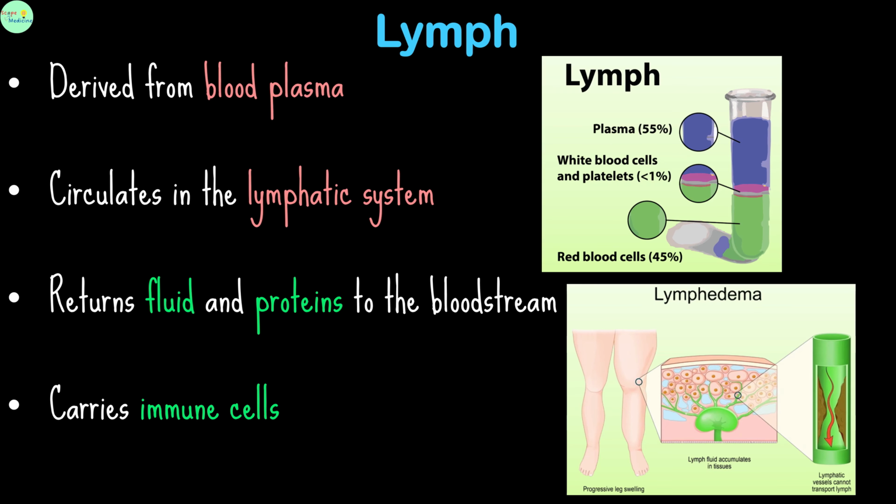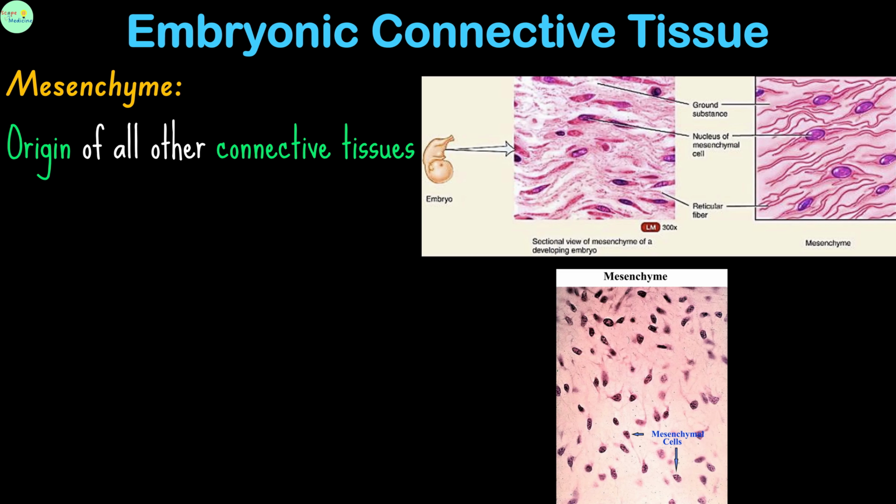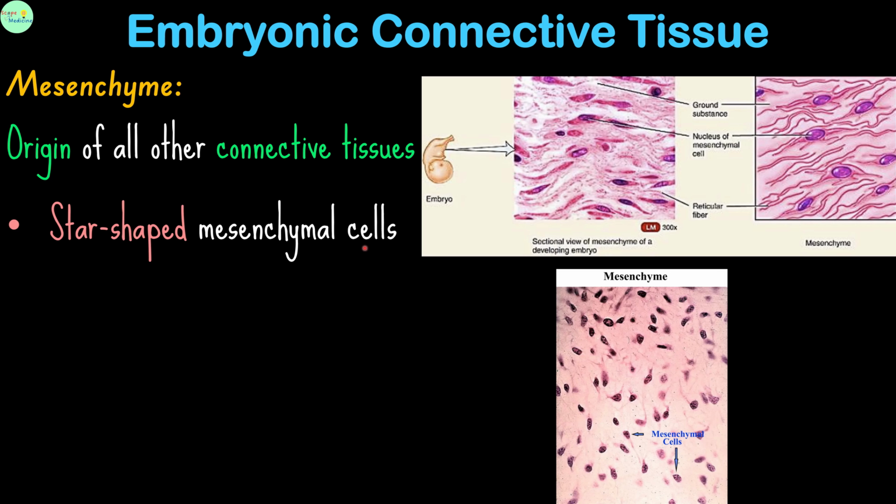Before we discuss clinical correlations, we must also consider embryonic connective tissue, which is called mesenchyme. Mesenchyme is the primitive, undifferentiated embryonic tissue from which all other connective tissues in the body ultimately arise during development. It consists of star-shaped or spindle-shaped mesenchymal cells embedded in a viscous, gel-like ground substance that contains fine, delicate reticular fibers and abundant hyaluronic acid.